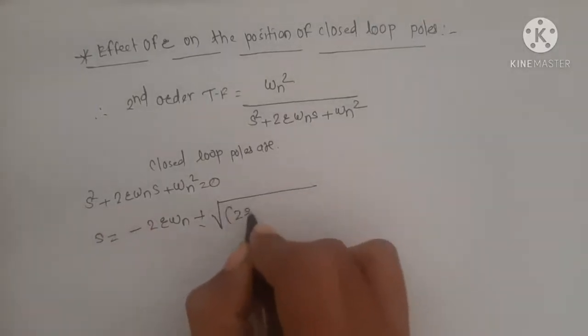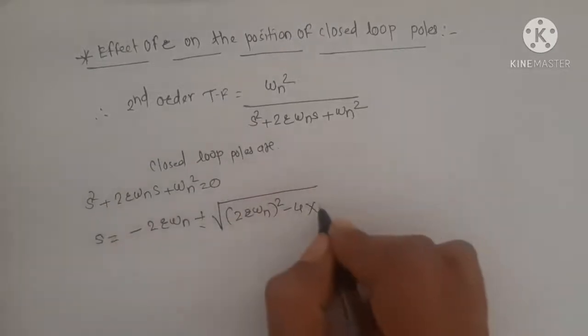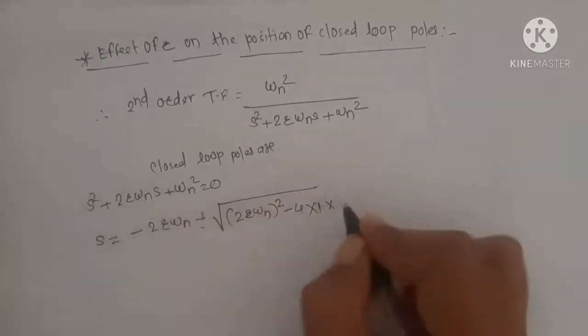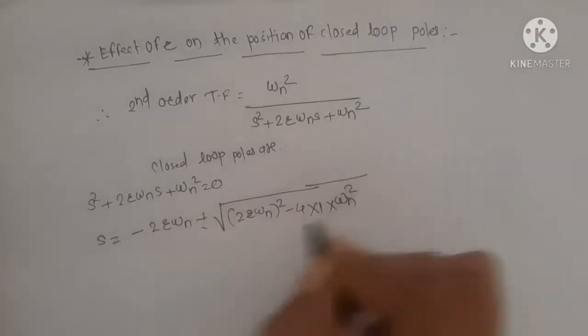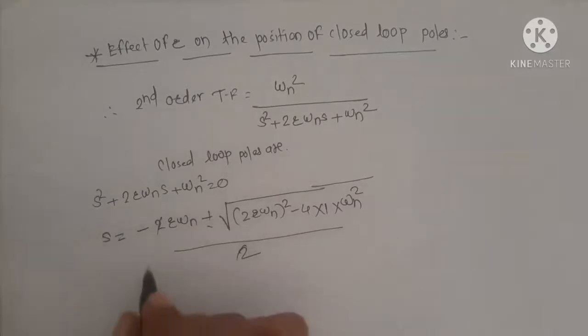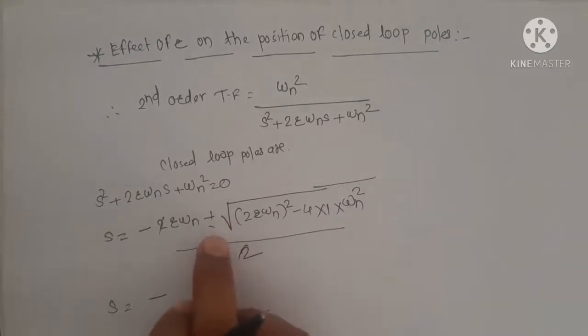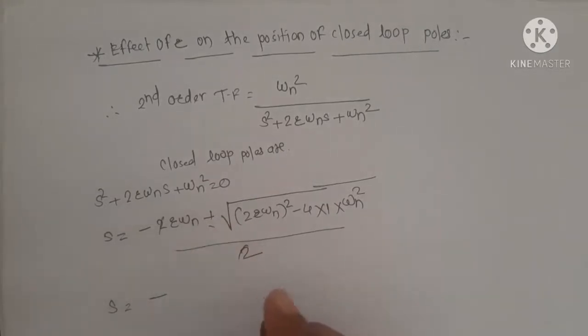So 2 eta omega n square minus 4 into a, which is nothing but 1, and c is nothing but omega n square, upon 2. This 2 gets cancelled, so we have 2 poles, that is S equal to minus plus this root, and for the second pole, the minus sign will come. So there are 2 poles, minus eta omega n plus minus.